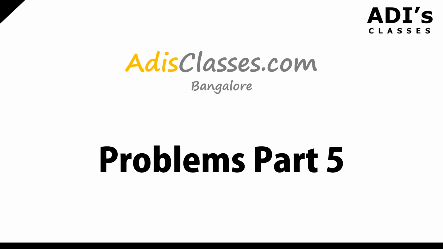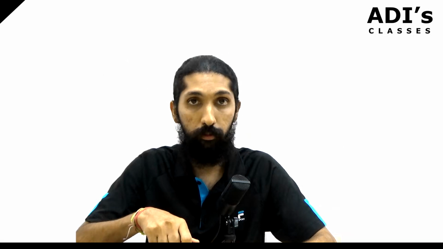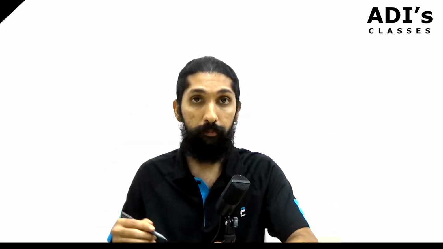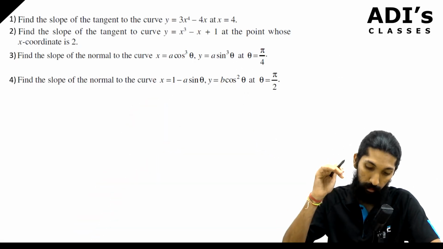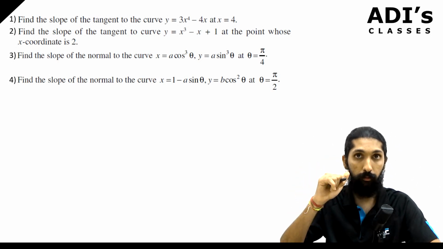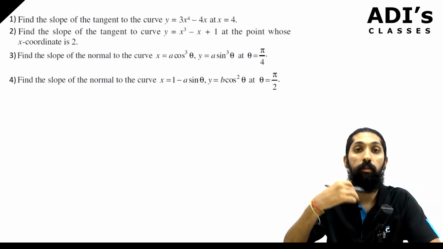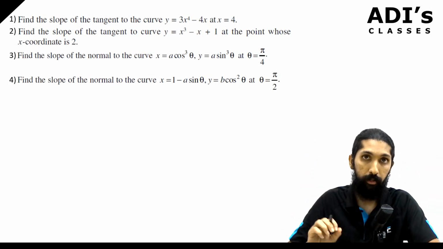Let's solve a few problems based on tangents and normals, using the concepts we have learned so far. See the problem. The first one: find the slope of the tangent to the curve at x is equal to 4. Always, the tangent and normal will be asked for a particular point.